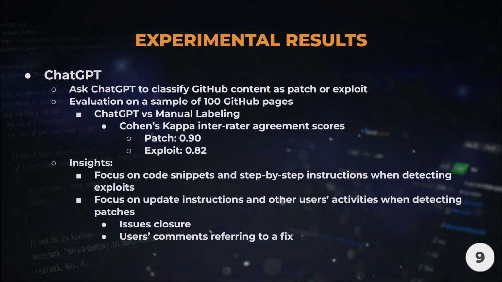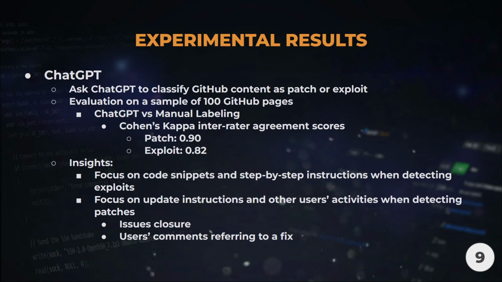So the next experiment uses ChatGPT. Roughly speaking, we provide it with the GitHub content and ask it to assign the label patch or the label exploit. And we evaluate the results on a sample of 100 GitHub pages. In particular, we compare ChatGPT classifications against our manual labeling, and we verified a high agreement ratio.